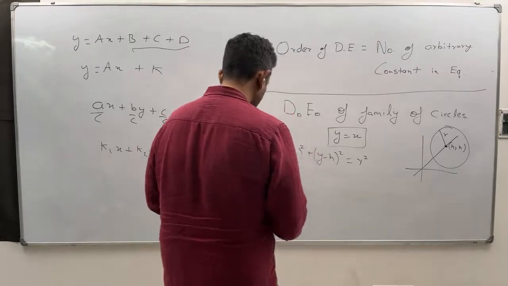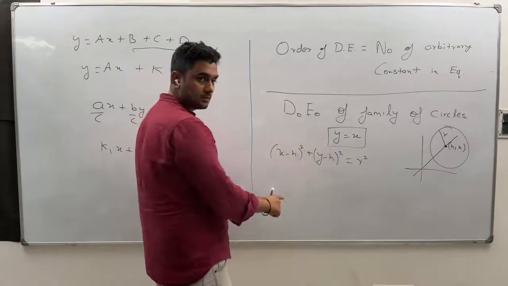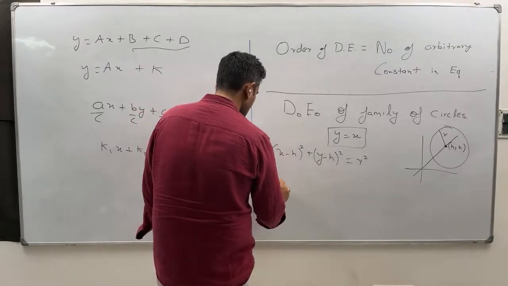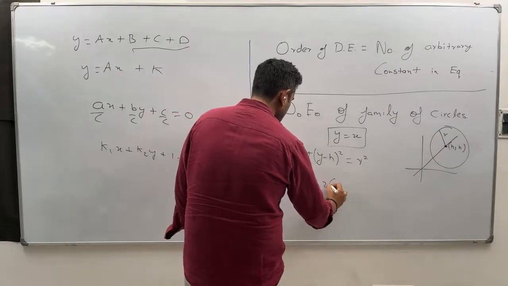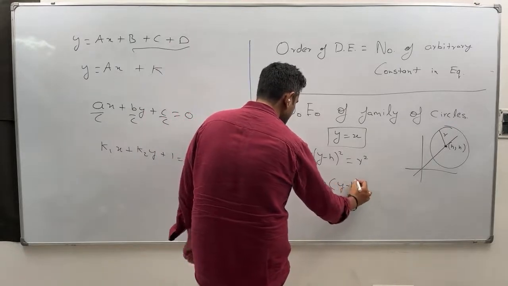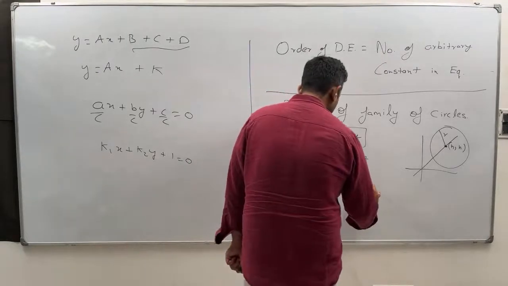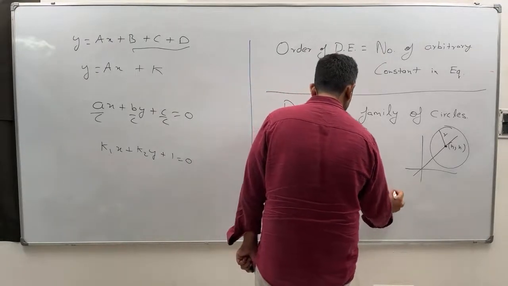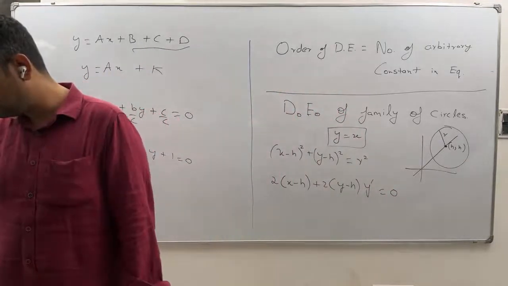So we'll differentiate it the first time. What will be the derivative of this? (x minus h) whole square gives twice of (x minus h) plus twice of (y minus h) into dy by dx, that we will write as y dash. This will be 0.